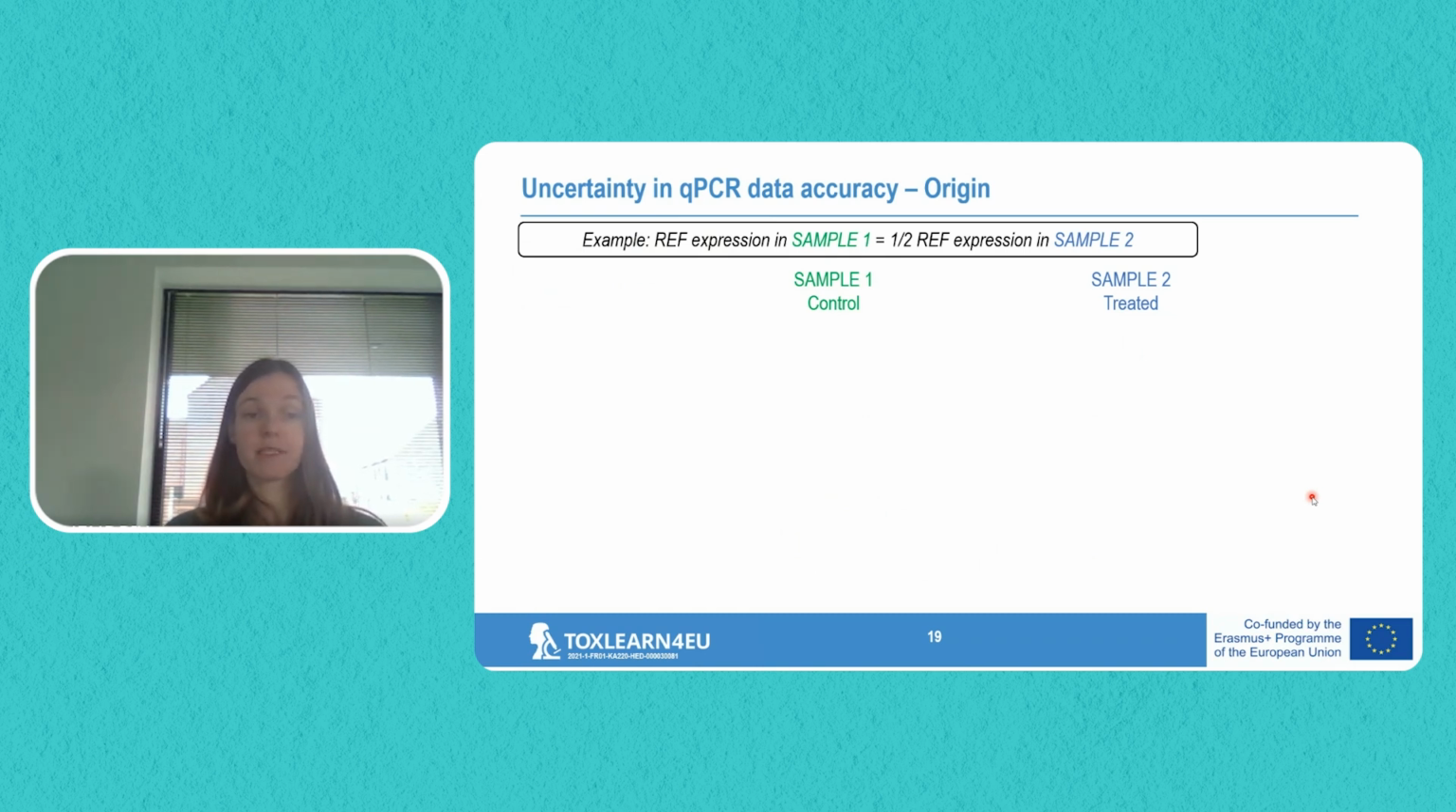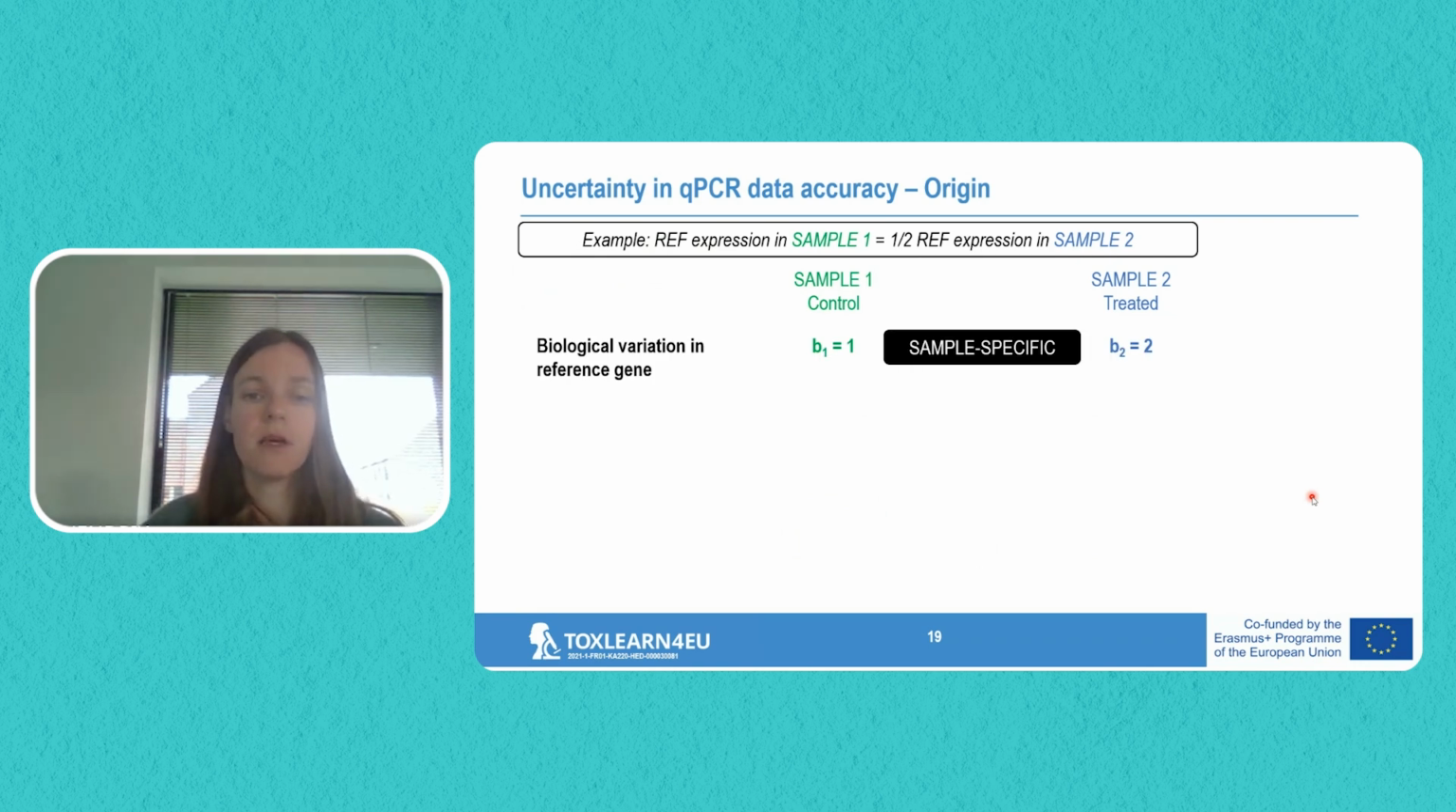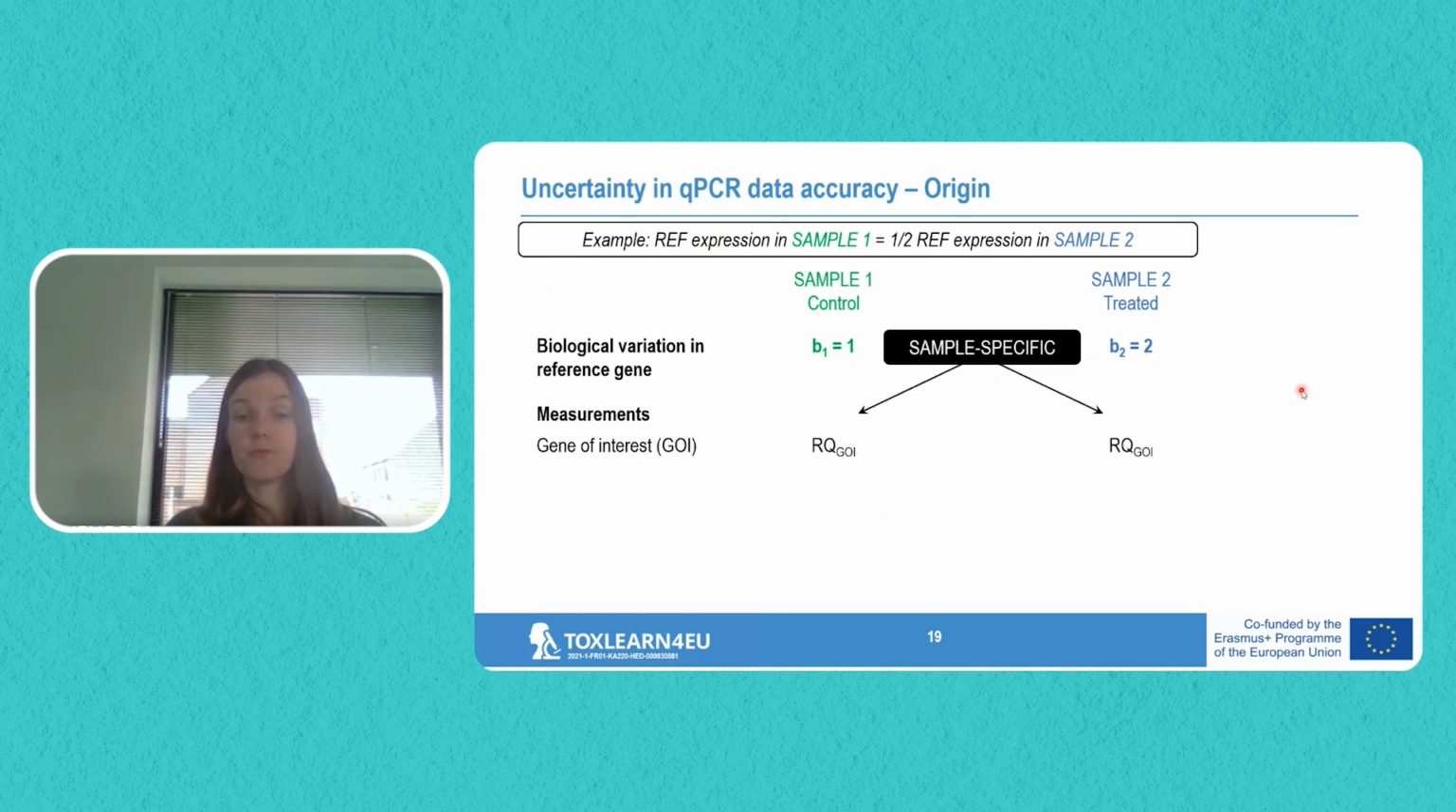So here is an example to make it a bit more concrete. Let's say that in sample 1, the expression of the reference gene is only half as high as in sample 2. So in sample 2, the reference gene is expressed 2 times more than in sample 1. This is, of course, a very extreme example, but we made it in this way to really make the concept clear to you. So here, the biological variation in the reference gene for sample 1 equals 1. For sample 2, it equals 2.